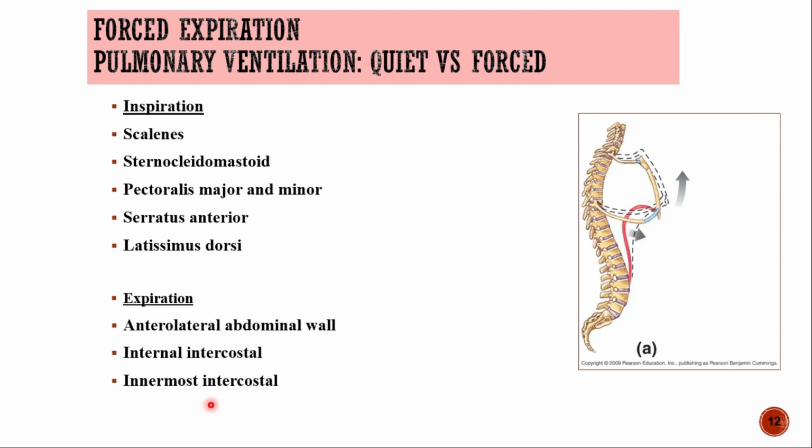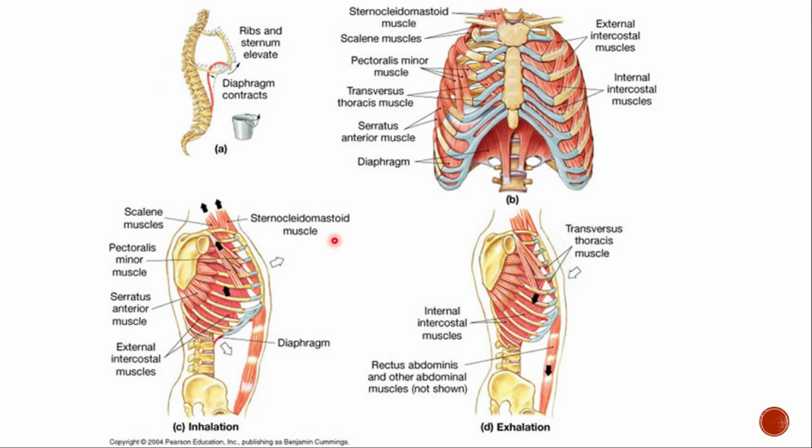This diagram shows the location and the positions of accessory muscles. As we can see here in this diagram, the sternocleidomastoid muscles, scalene muscles, pectoralis minor and major muscles, transversus thoracic muscle, serratus anterior muscle, and then comes the diaphragm. While on the right side we can see the internal intercostal muscles and external intercostal muscles, the external ones and the internal ones.